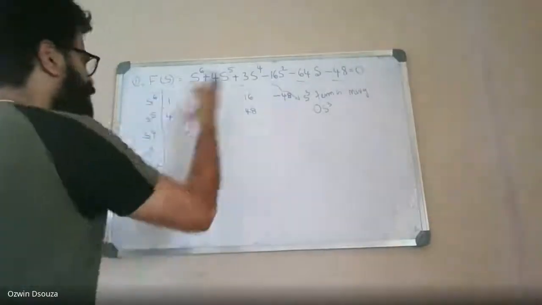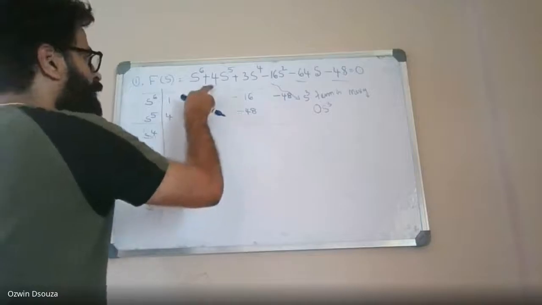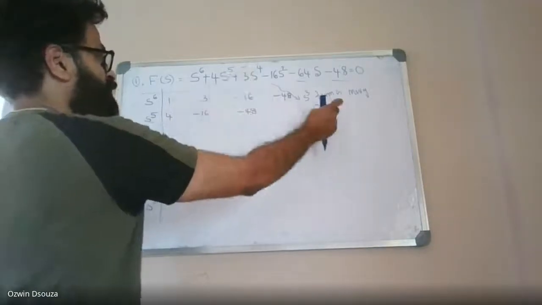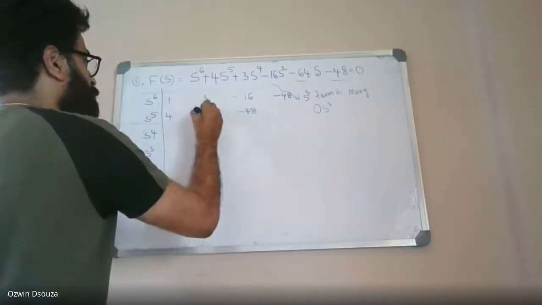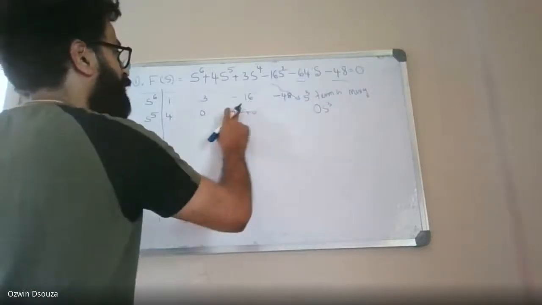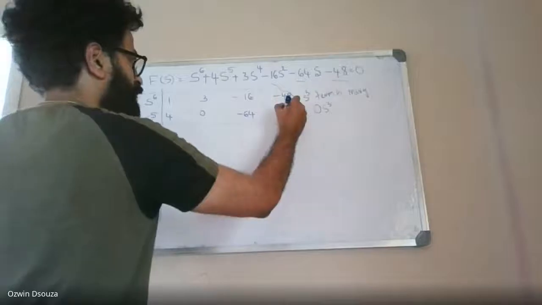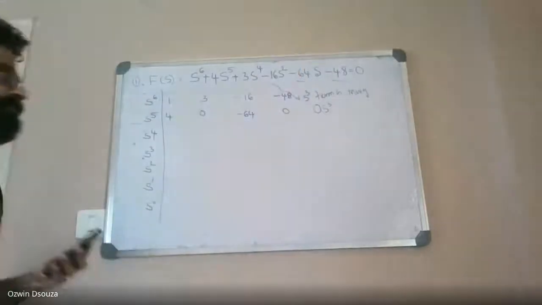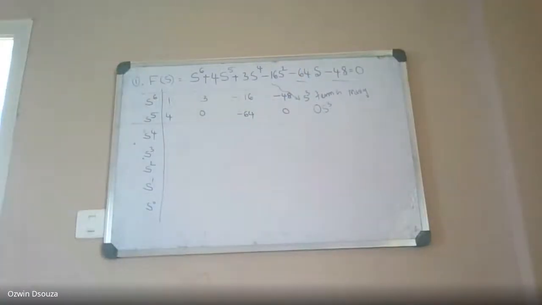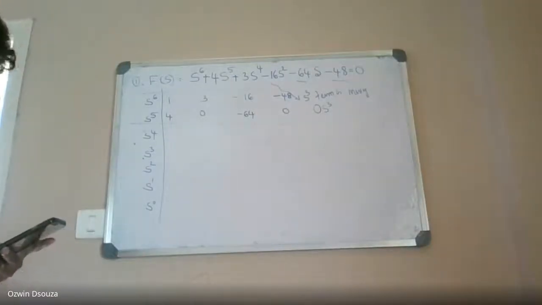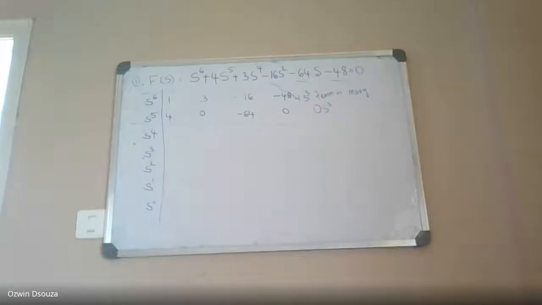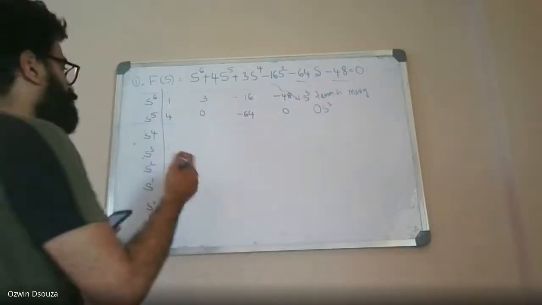Now you can write down the missing terms. So 4, and then you have s to the power 3, that is 0, and s to the power 1, which is minus 64. And that's all. And then you can write down 0. All right. Fine. Now you fill up the table.